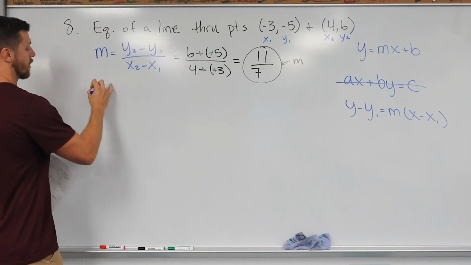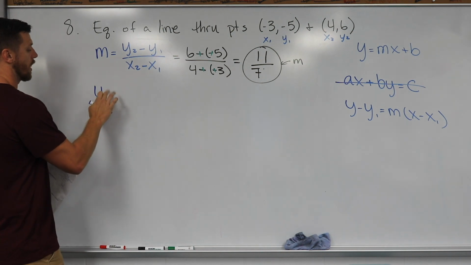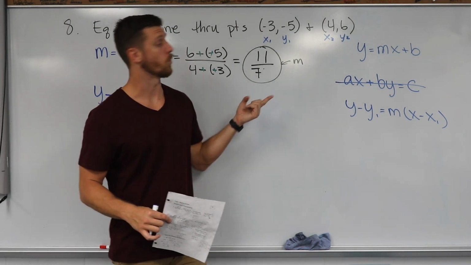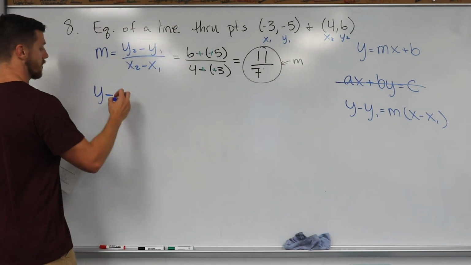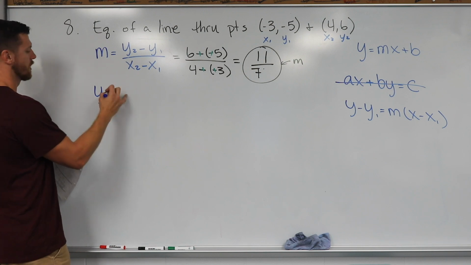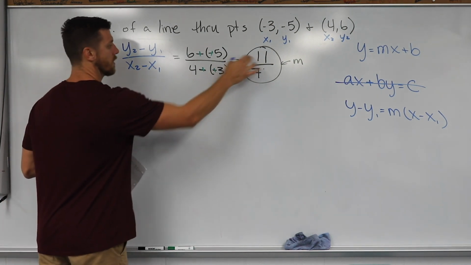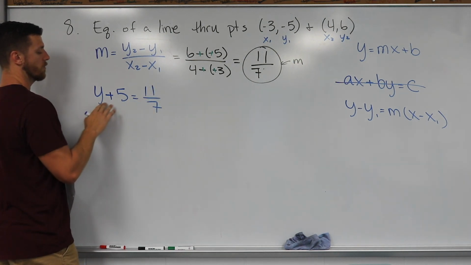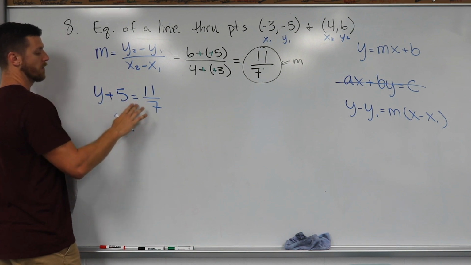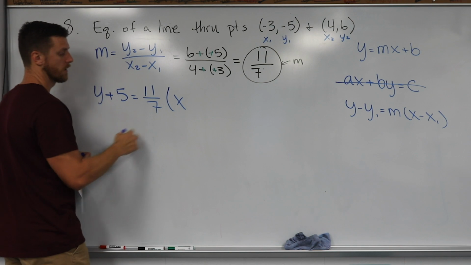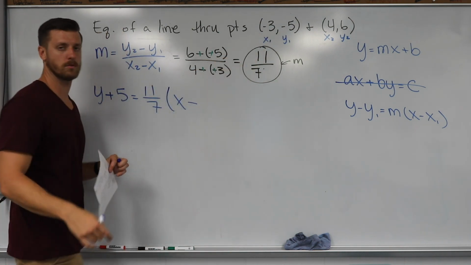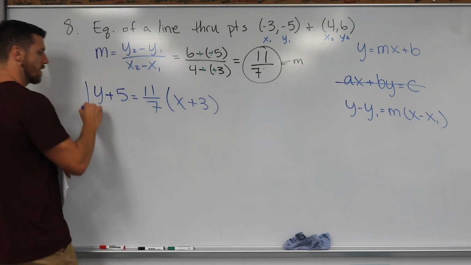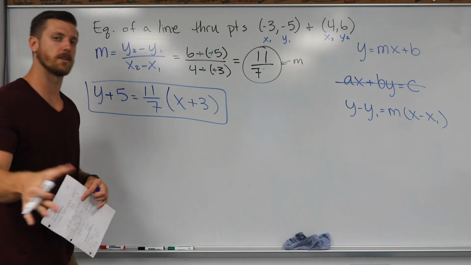Alright. Y is equal, not y is equal to, but y minus, it actually doesn't matter which one I call y1. I'm going to say this is y1. So minus a negative 5, that sounds weird, plus 5 is equal to 11 sevenths. So y minus y1 is equal to m times x minus x1. Well, I'm subtracting a negative 3, so it's actually plus 3. That is a valid equation of a line.